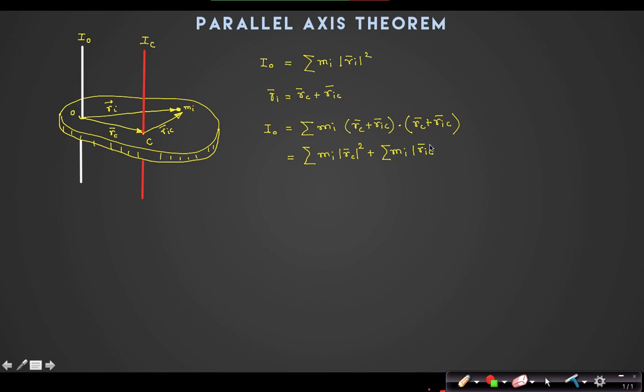Look if I am writing right or not. Σ m_i r_ic² plus r_c² plus 2 Σ m_i r_i c · r_c... 2 summation of m_i (r_c · r_ic). Yes or no? Yes, sir.